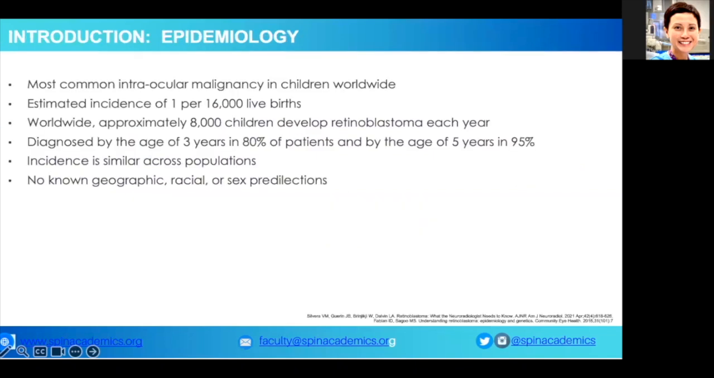Retinoblastoma is the most common intraocular malignancy in children worldwide, with an estimated incidence of 1 per 16,000 live births. Worldwide, approximately 8,000 children develop retinoblastoma each year. It is diagnosed by the age of 3 years in 80% of the patients, and by the age of 5 years in 95% of the patients. Incidence is similar across all populations, and there seems to be no known geographic, racial, or gender predilections.